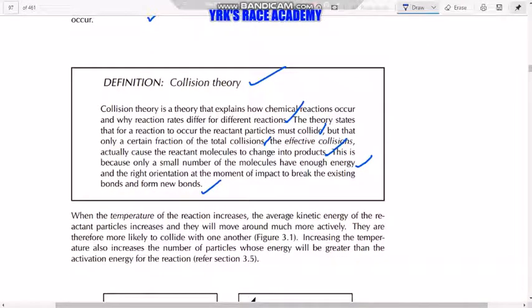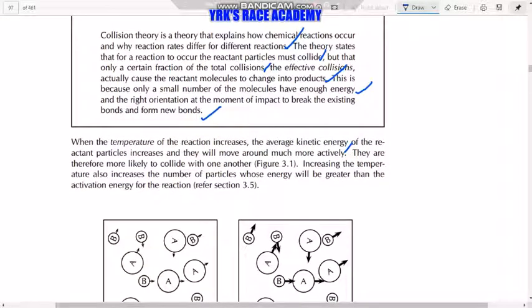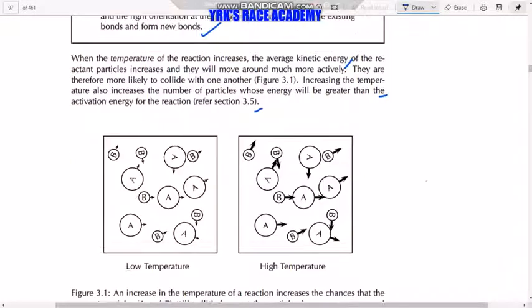So when the temperature of the reaction increases, what will happen? The average kinetic energy of the reactant particles increases. They move around much more actively, and they are therefore more likely to collide with each other. That means there is an interconnection between the temperature effect and these collisions. So increasing the temperature also increases the number of particles whose energy is greater than the activation energy of the reaction. They will be converted into products.